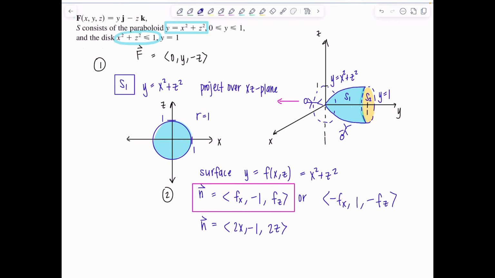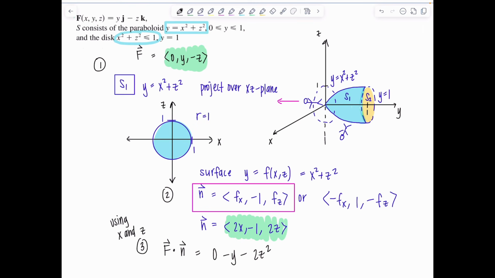Perfect. All right, now step 3, we're going to find f dotted with n, and we can only use what variables? X and z. Look at your 2D picture. We're only using x's and z's. Okay, so f, where are you? Over here. F dot n. Okay, let's go for it. So that'll be 0 minus y minus 2z squared.